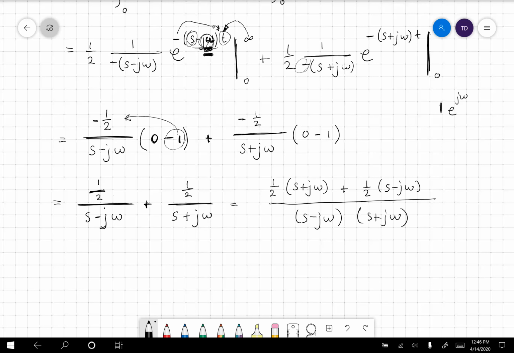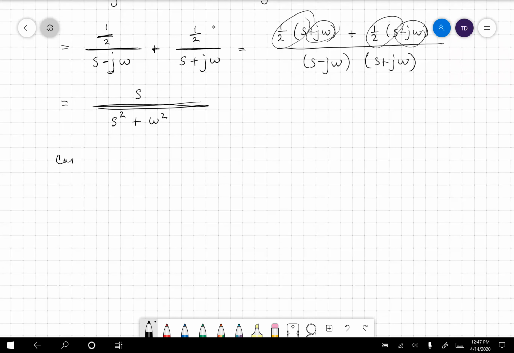You'll notice in the denominator, the s minus j omega, the s plus j omega looks like we're multiplying by a complex conjugate. In the numerator, let's look at the numerator. 1/2 s, 1/2 s. That's a full s right there. J omega times a half minus j omega times a half disappears, it's gone. In the denominator, we're just going to get s squared plus omega squared. Amazing result. There it is. The cosine of omega t transforms into s over s squared plus omega squared.